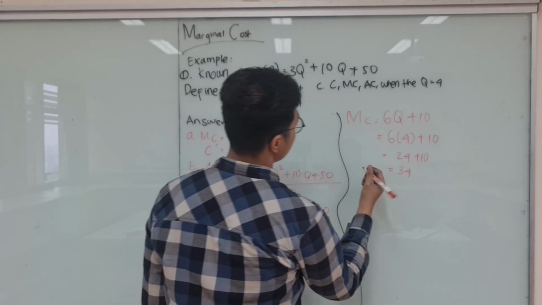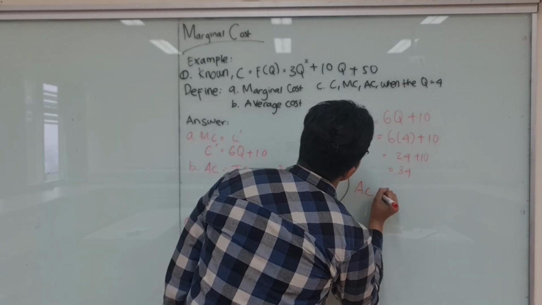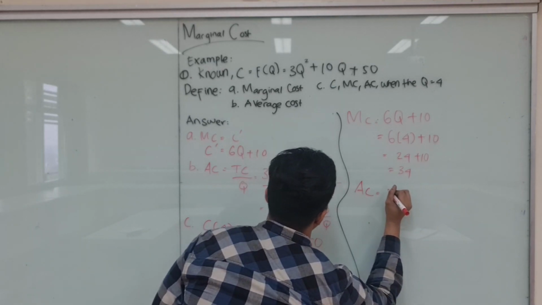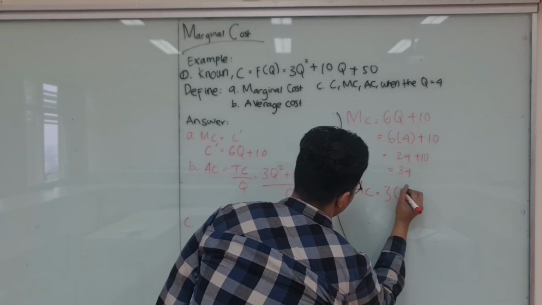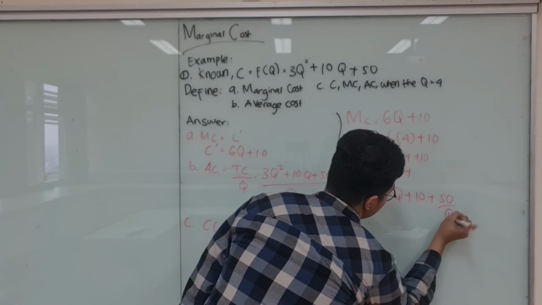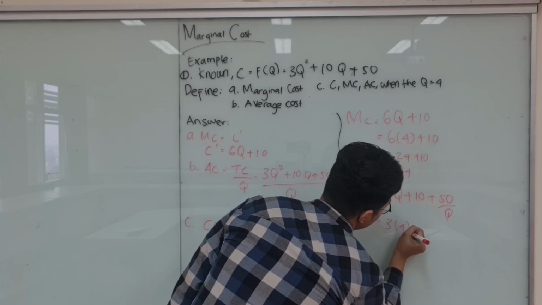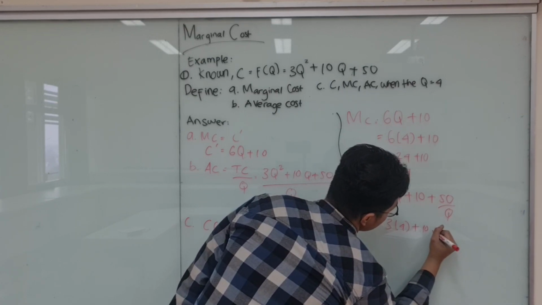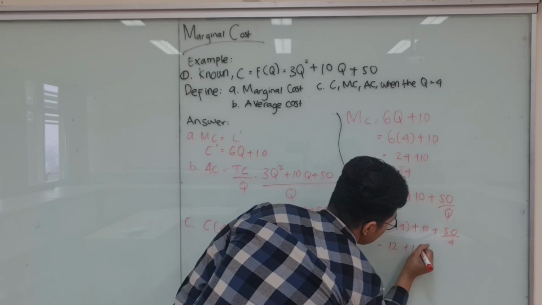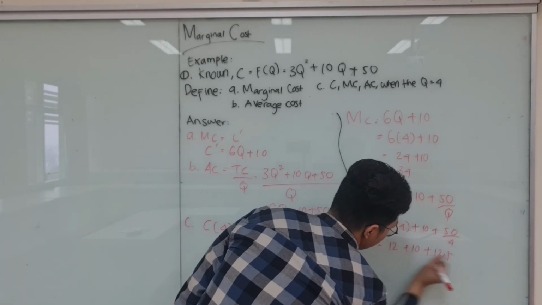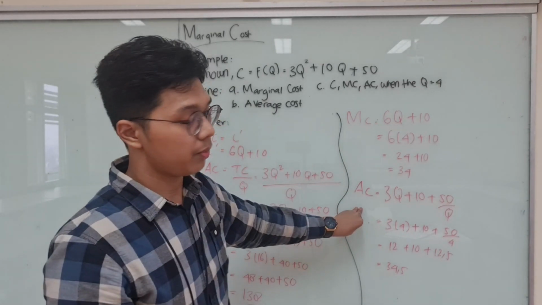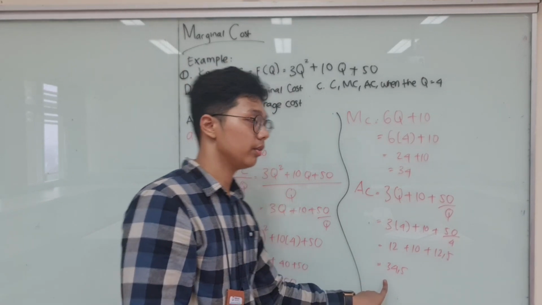And we move to the AC. So we find the AC by the equation 3Q plus 10 plus 50 divided by Q. So 3 times 4 is 12, plus 10, plus 50 divided by 4, which is 12.5. So it equals 34.5. So the average cost per unit is 34.5.